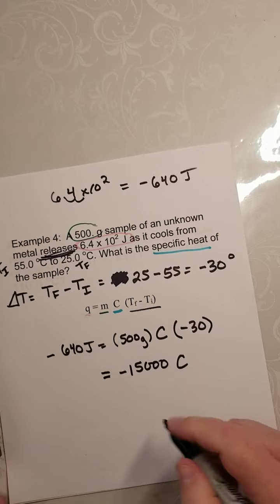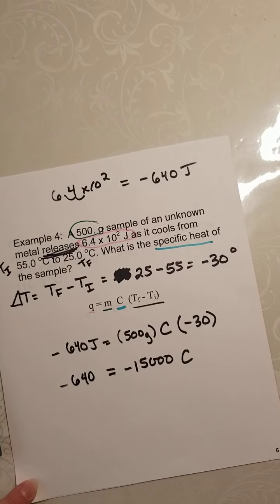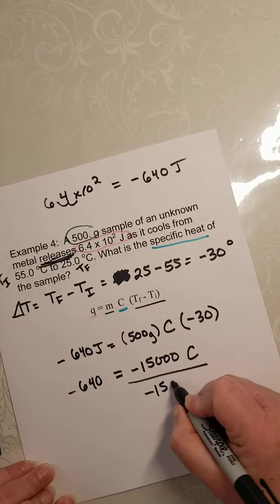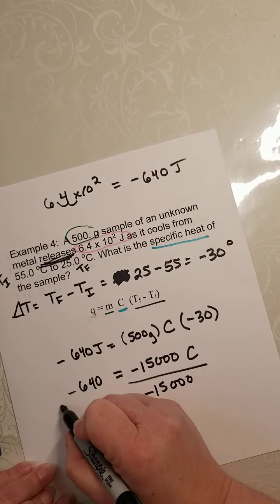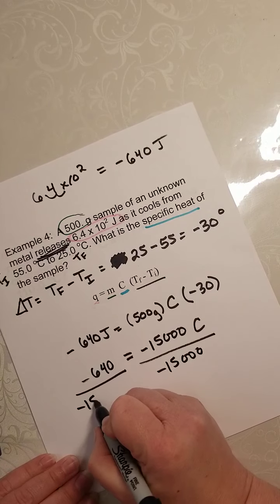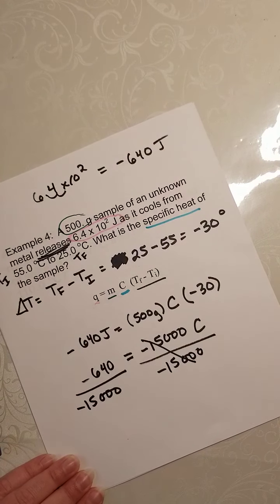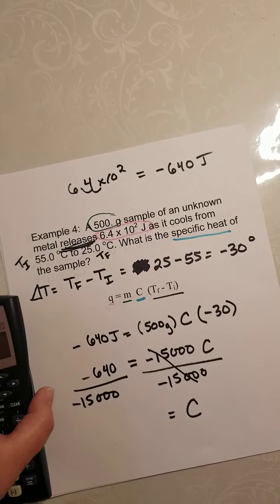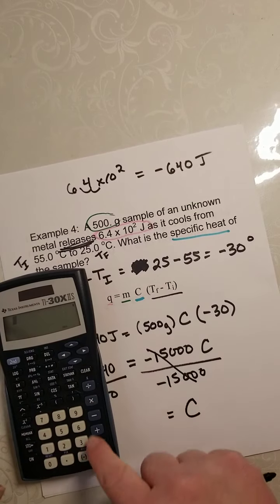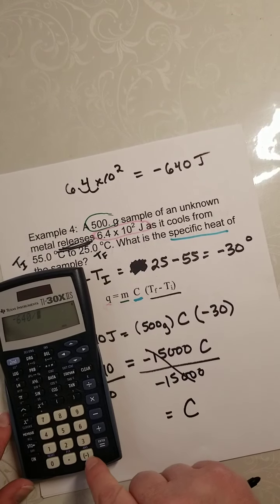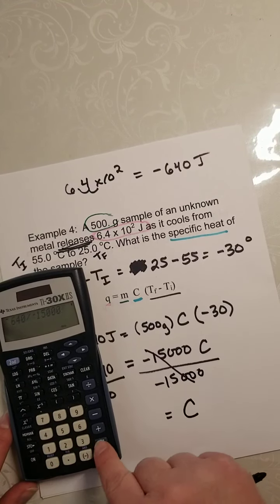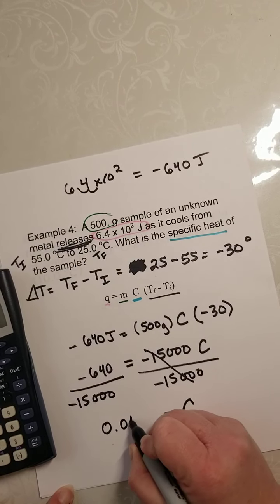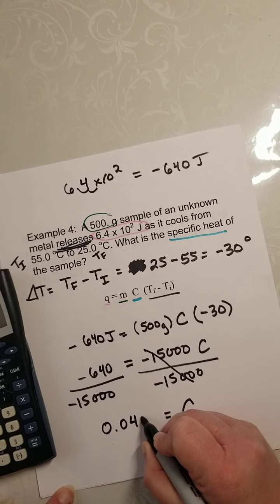We can put negative 640 here. And to isolate our variable, we divide by negative 15,000. And we have negative 15,000 over here. That isolates our variable, specific heat. Remember, negative divided by negative is going to be positive, so be happy. So we have negative 640 divided by negative 15,000, and that gives us 0.043. Go ahead and round that.